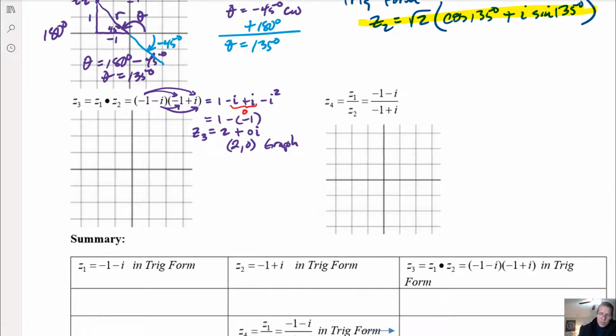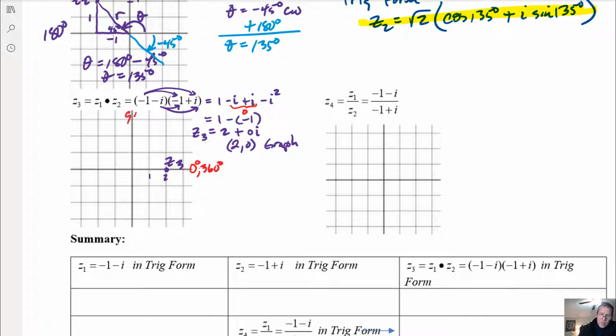Okay, so let's do that. So I'm not going to change the scale here like I did on the first 2 graphs because I'd be off the grid. So if this is 1 and this is 2, then here's Z3. Okay, now notice it's on the real axis. So it's on 0 degrees or 360 degrees.